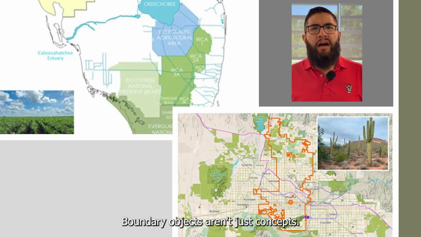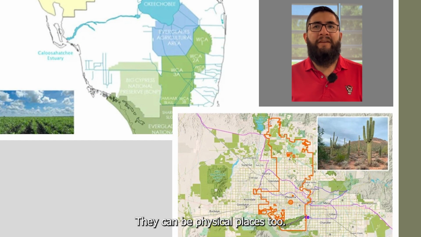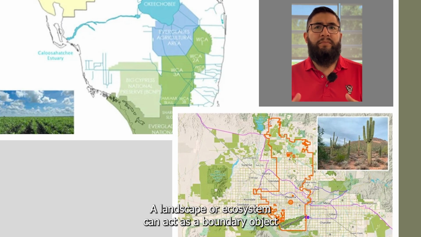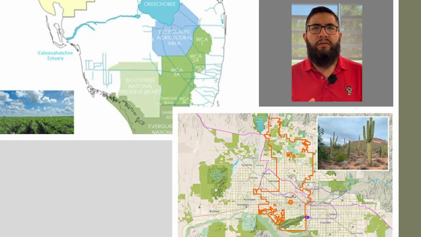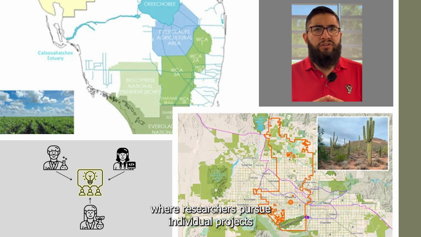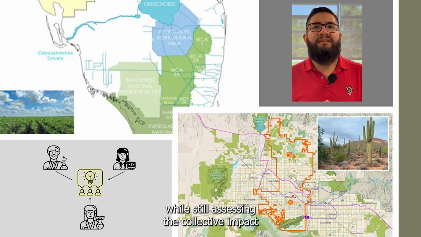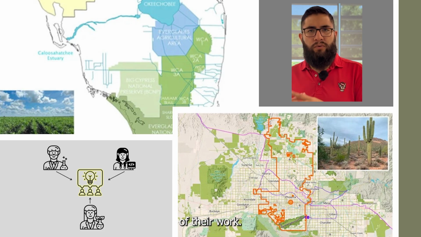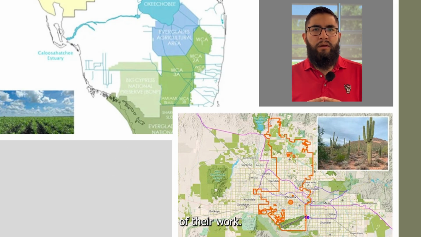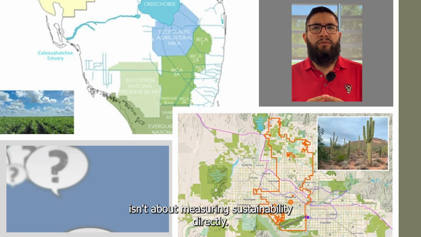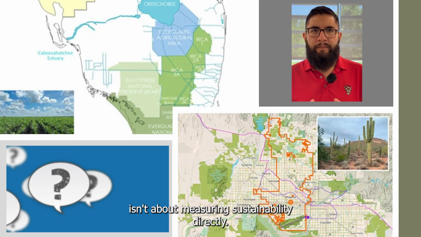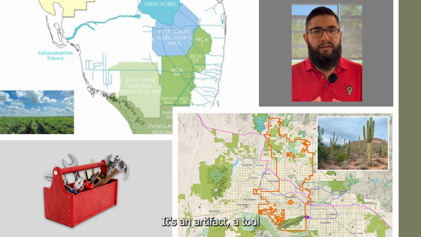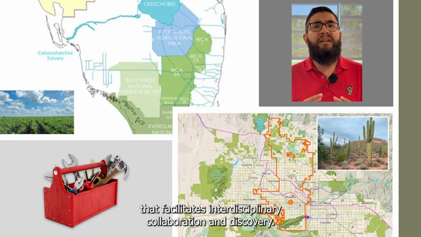Boundary objects aren't just concepts. They can be physical places too. A landscape or ecosystem can act as a boundary object, where researchers pursue individual projects while still assessing the collective impact of their work. The boundary object isn't about measuring sustainability directly. It's an artifact, a tool, that facilitates interdisciplinary collaboration and discovery.